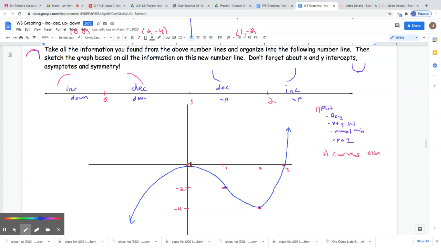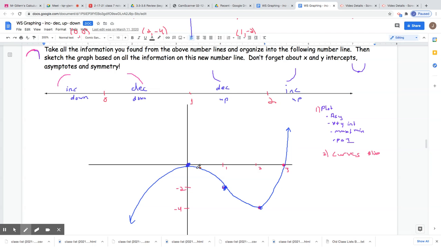But look at our points. This point right here, (0, 0). Obviously, it's an x-intercept and a y-intercept, but that was a relative max. Look at the graph. It is a relative max. This point here, (1, -2), that was a point of inflection. Notice it changes concavity here. It goes from concave down to concave up. This point here, (2, -4), was a relative min, and you can see that as a relative min.